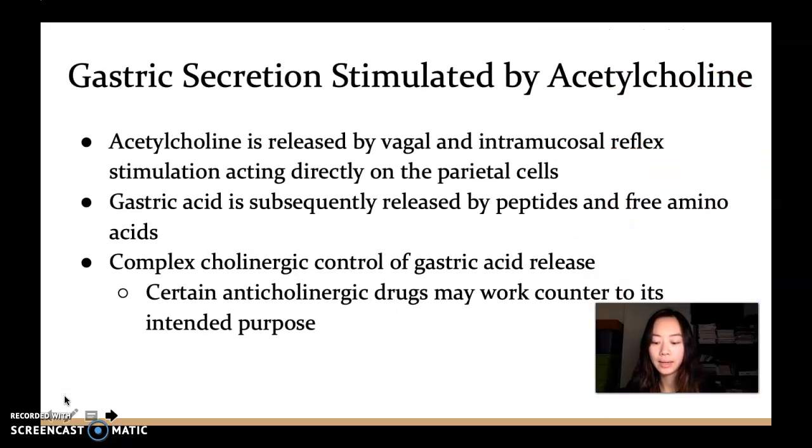As described in the previous slide, acetylcholine is triggered by vagal and intramucosal reflex stimulation, which then causes gastric acid secretion and an increase in acidity in the stomach. However, the cholinergic control of gastric acid release is very complicated. Though the enteric nervous system has been identified to have some independent control that is outside the central nervous system, the full extent and details of such control has not yet been fully discovered. Therefore, certain anticholinergic drugs have been discovered to work counter to its intended purpose, such that these drugs may actually enhance gastrin release and thus gastric acid release.